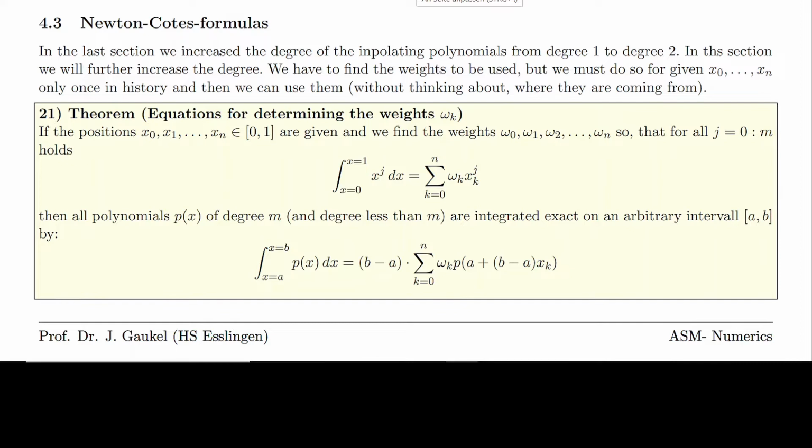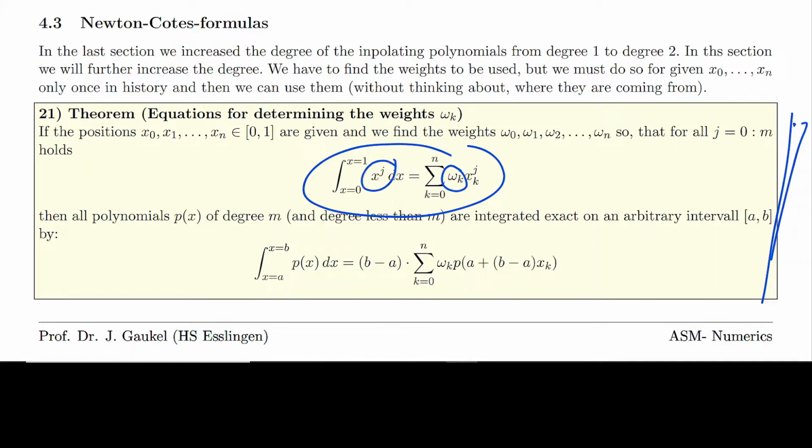Let's talk about the Newton-Cotes formulas. What did we do so far and what will we do in that video? First, we learned that theorem. You can find weights omega k for these monomials, and if you found these weights, you can use them for every polynomial of degree m, and on top you can use it for non-polynomial functions by applying that.